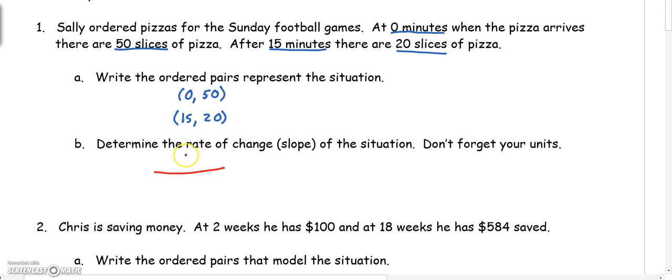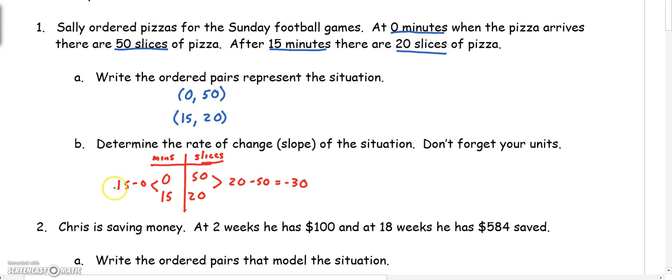In this case, when I'm doing my rate of change, I'm going to give it units instead of just x and y. We know that x represents our minutes and y represents our slices of pizza. At 0 minutes, we have 50, and at 15 minutes, we have 20. As the people are eating pizza, my amount of pizza is decreasing. So my change 20 minus 50 means my change in slices is negative 30. When I look at my minutes, 15 minus 0, my change in minutes is 15.